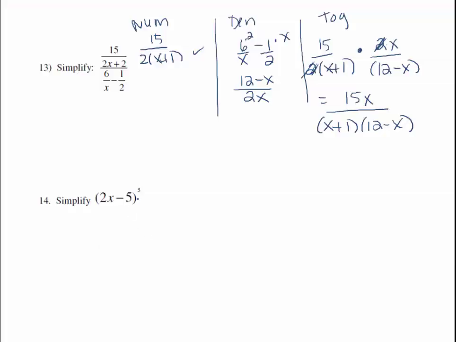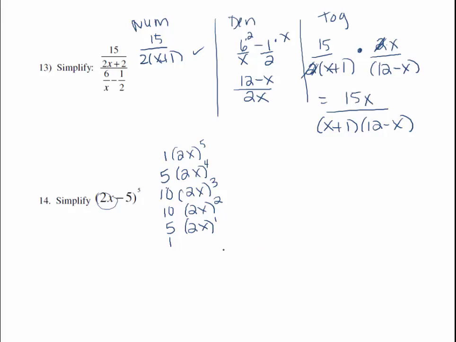Alright, so this one here, power of 5 means my coefficients come from Pascal's triangle. And I'm going to take my first term, 2x, and raise it to the 5th power. Notice I'm putting parentheses around everything here. And then I'm going to take my negative 5, and the pattern goes up.